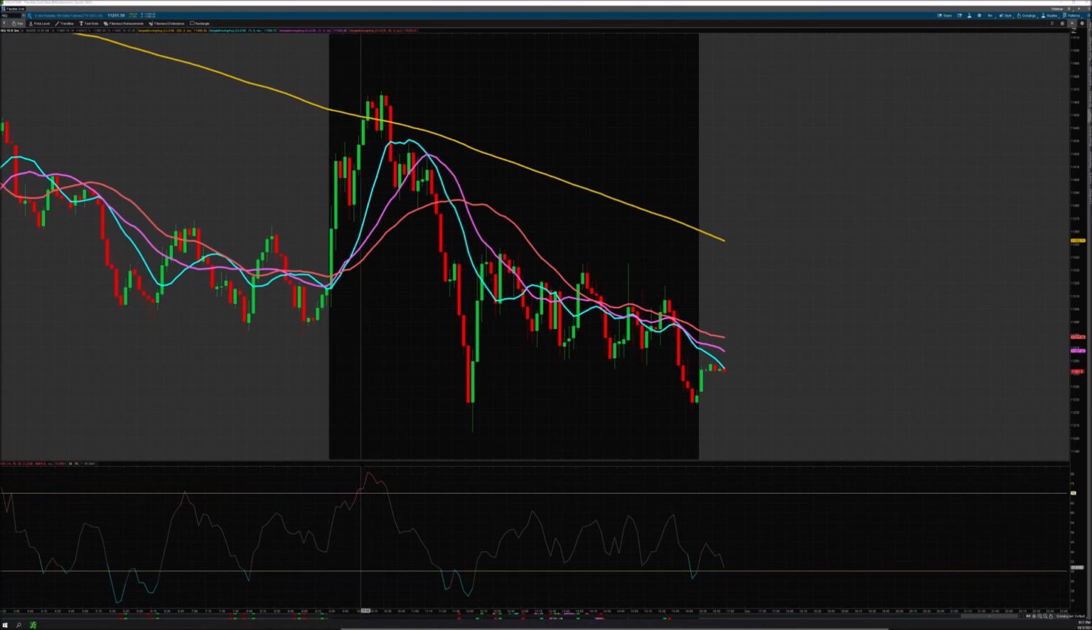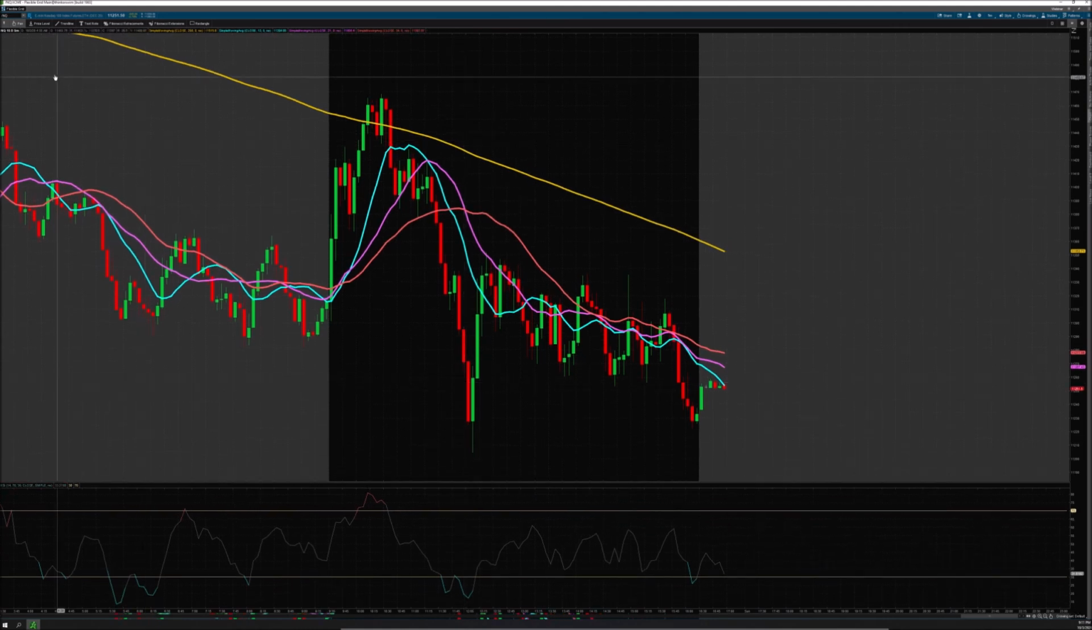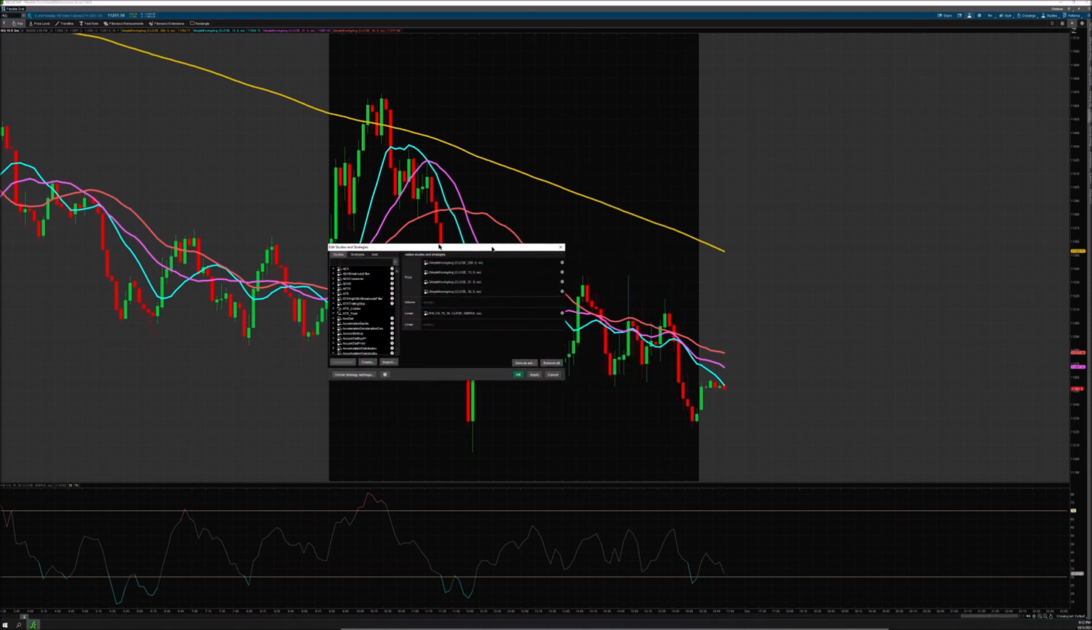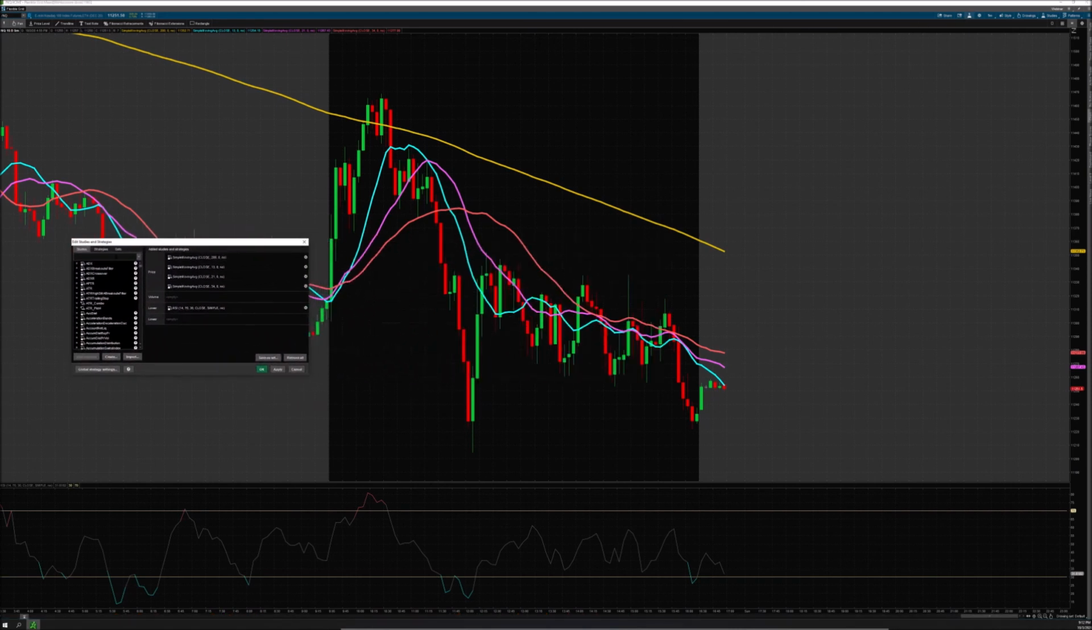John Carter. Everybody knows, well, I guess nobody knows John Carter. John Carter's strategy is based on the Keltner channel and the Bollinger Bands. I'm going to go ahead and put those on so I can explain what it is.